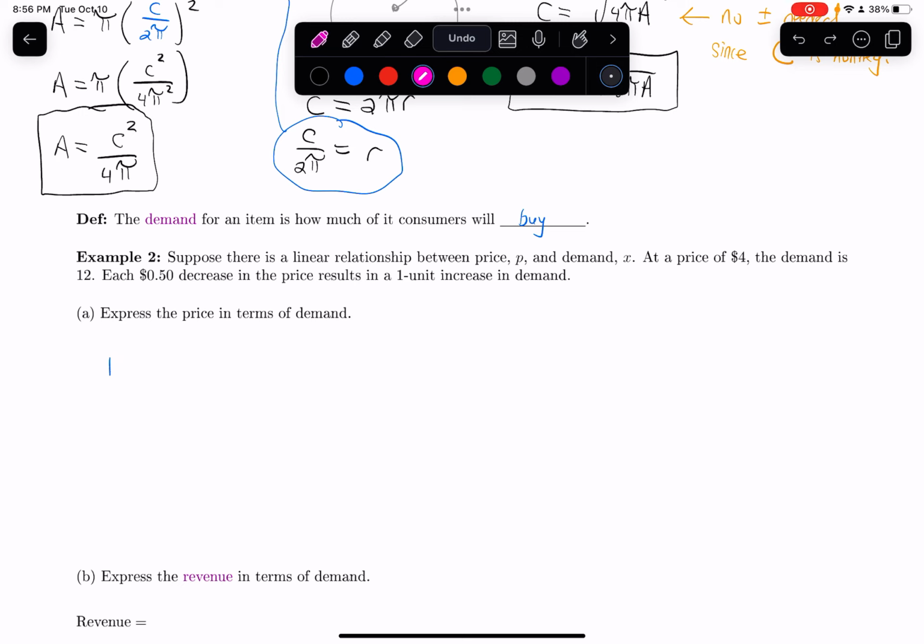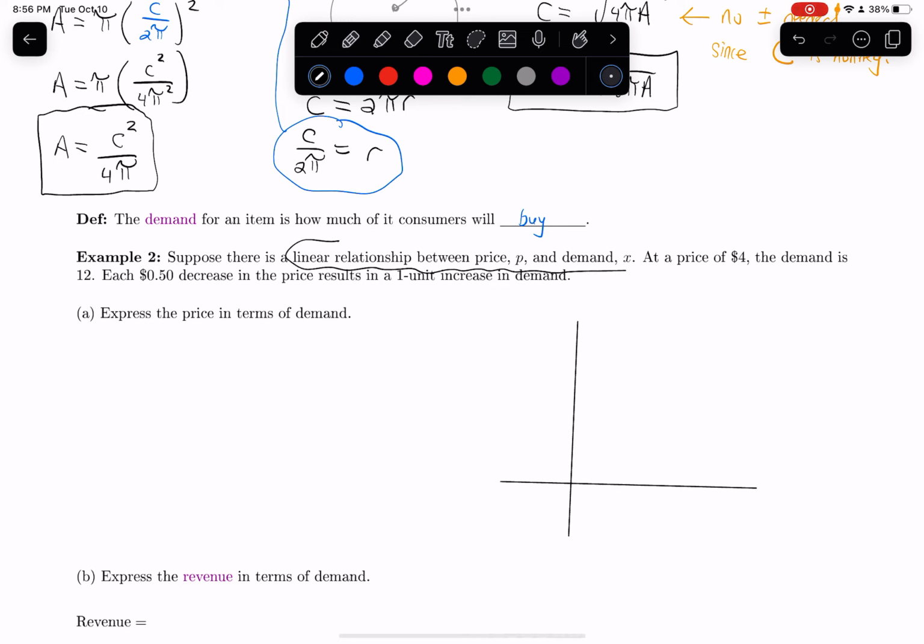Okay, so I'm going to start off by drawing a picture. Let's draw some axes. Because the problem says there's a linear relationship between P and X, the graph is going to have a line shape. I'm going to let X be on the X-axis, so X is my demand. And then P I'm going to put on the Y-axis. P is the price in dollars.